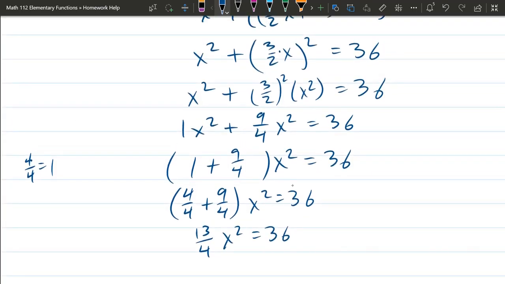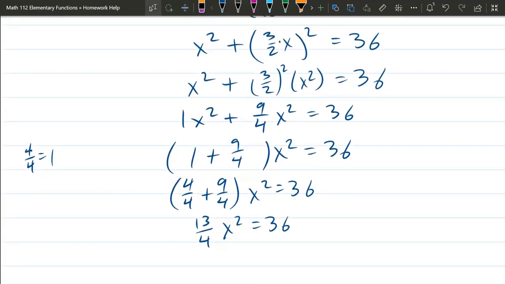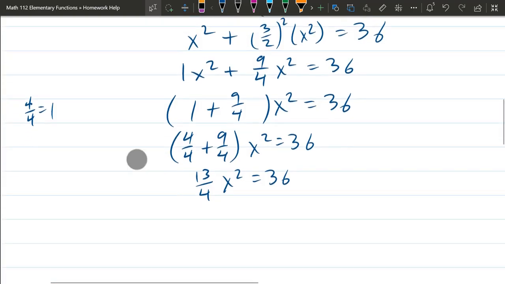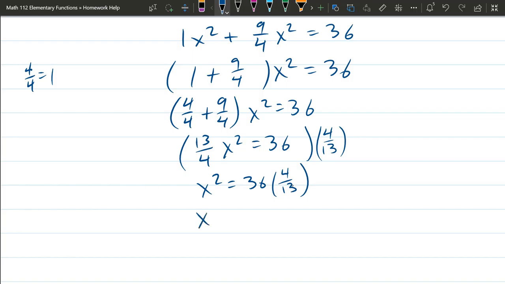Now, if you did have to FOIL here, what you're going to need to do is use the most likely quadratic formula or complete the square. I didn't have to do any of that here, but you're still going to have to combine your x squared terms like I did. So, how do we get rid of this 13/4? We're going to multiply both sides by 4/13. So that will cancel 13/4. Gives us x squared equals 36 times 4/13, and square root both sides. That gives us a plus and a minus.